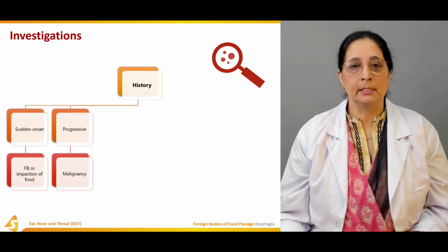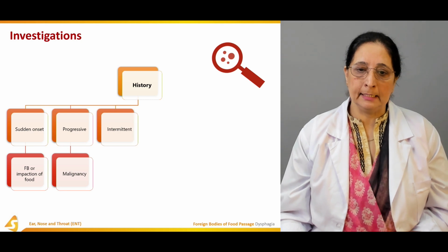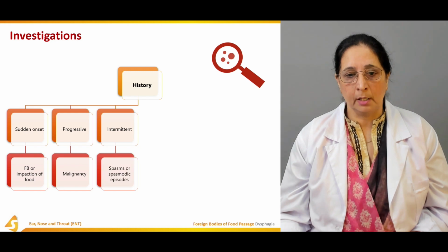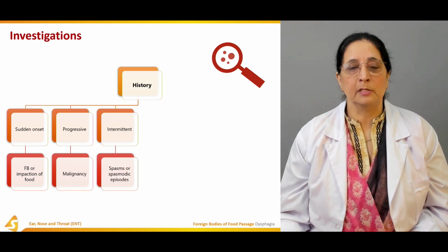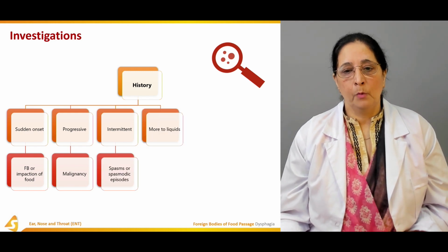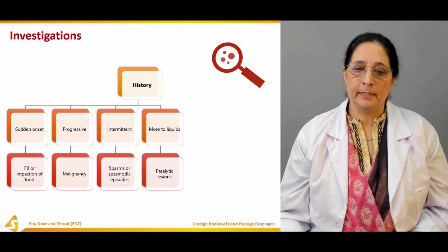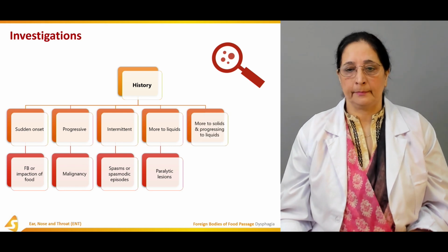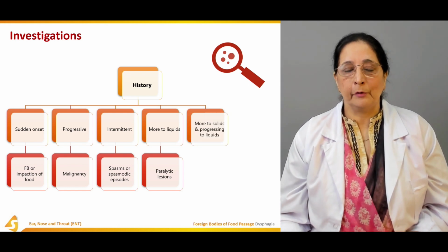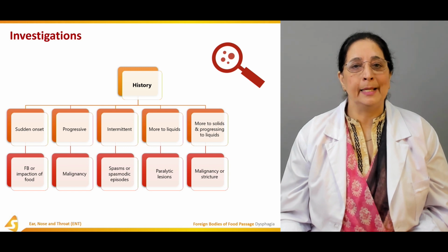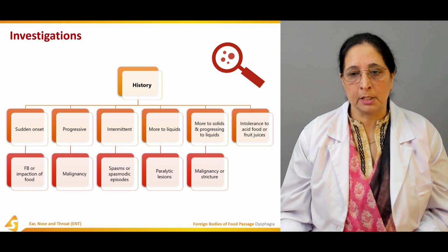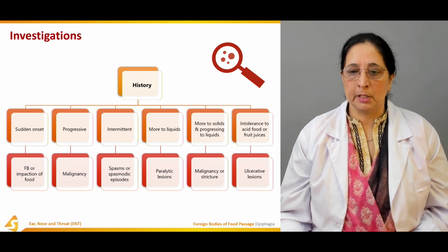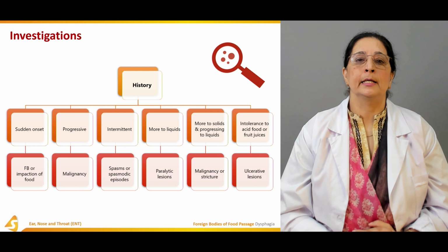These two are most likely causes if there is sudden onset of dysphagia. Progressive type is usually the malignancy. Intermittent, sometimes it's present, sometimes it's not, is spasm or spasmodic episodes. More to liquid, if there is dysphagia, is due to paralytic lesions. More to solid and progressing to liquids is malignancy or strictures, and intolerance to acid food or fruit juices is usually due to ulcerative lesion.